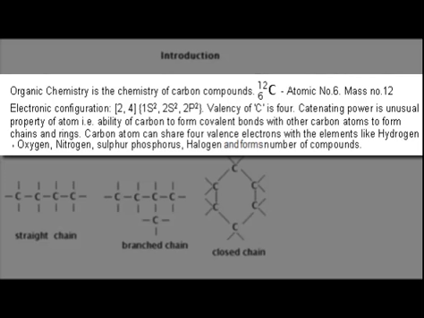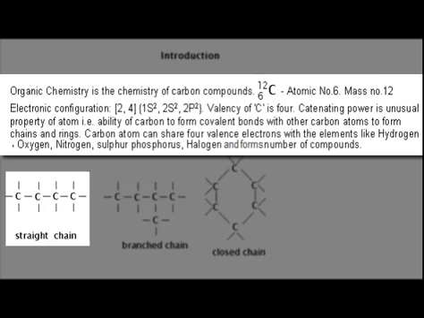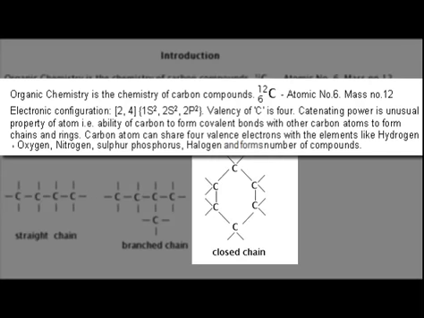Catenating power. Catenating power is an unusual property of carbon atom, that is, the ability of carbon to form covalent bonds with other carbon atoms to form chains and rings. Carbon atom can share 4 valence electrons with elements like hydrogen, oxygen, nitrogen, sulfur, phosphorus and halogens and forms a number of compounds. The diagram shows bonding of carbon atoms in a straight chain, branched chain and a closed chain.